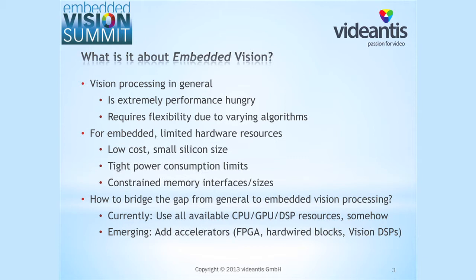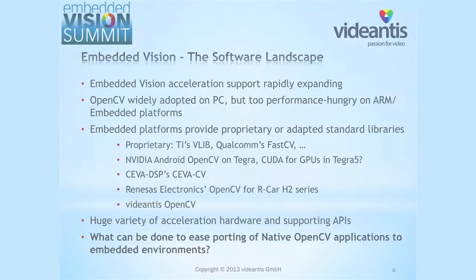What is also emerging, and you will hear several talks about this in the following, are programmable accelerators. They might be hardware programmable, like Jose explained to you. They might be hardwired blocks, like Mario talked about. And we have vision DSPs, and this is my topic. So if we look a little bit at the software landscape for embedded vision, we see that software support for acceleration is expanding rapidly.